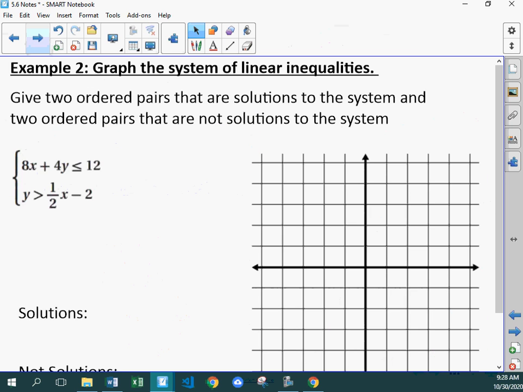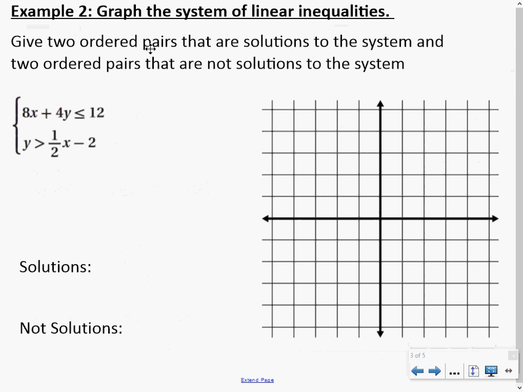Now, sometimes when we are doing these systems of linear inequalities, we're going to have to do a little bit of work at the beginning to make these inequalities graphable. If you look at our top inequality, it is not in slope-intercept form yet. So we need to do that first. We need to solve for y to get this into slope-intercept form before we actually go about graphing.